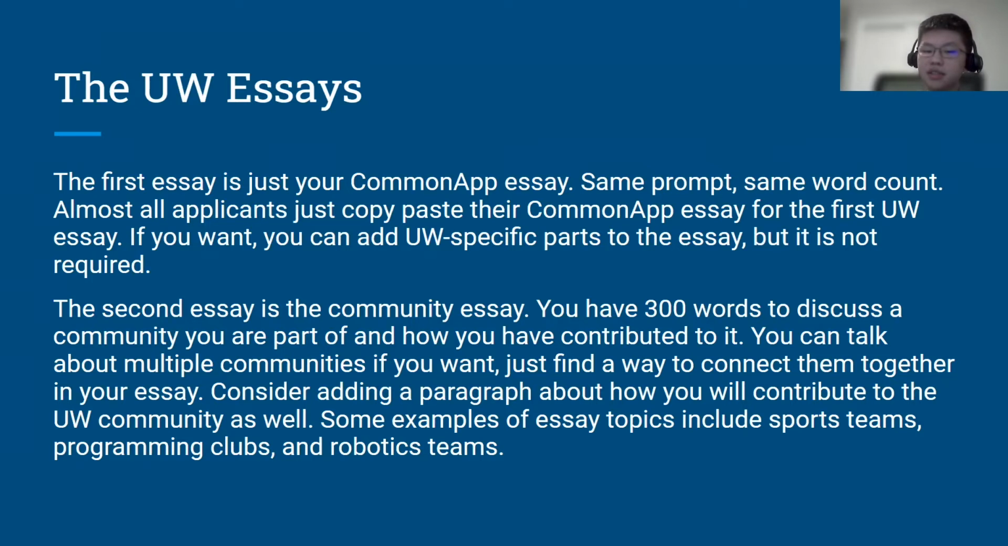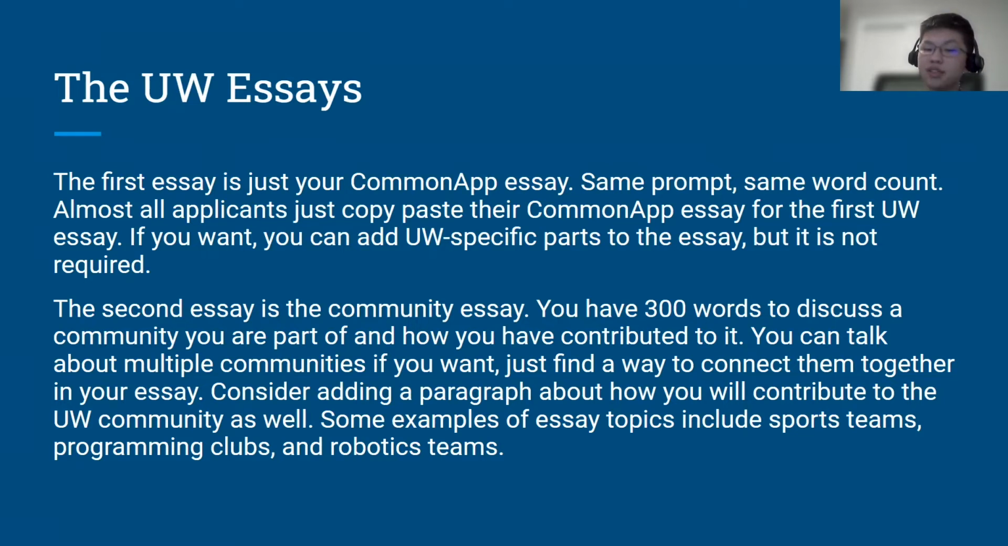Now, the second essay is the unique one. The second essay is the community essay. So you have 300 words to discuss a community that you are part of and how you have contributed to it. So you can actually talk about multiple communities if you want. Just find a way to connect them in your essay. And at the end of your essay, consider adding a paragraph about how you will contribute to the UW community as well. I forgot the exact prompt for the essay, but it's something about describe a community, describe how you contributed to the community, and describe how you will be part of the UW community.